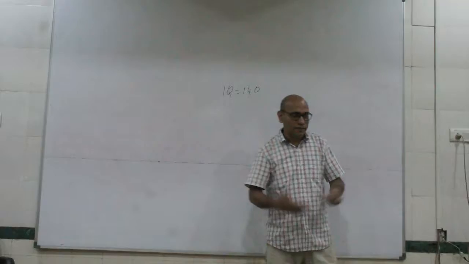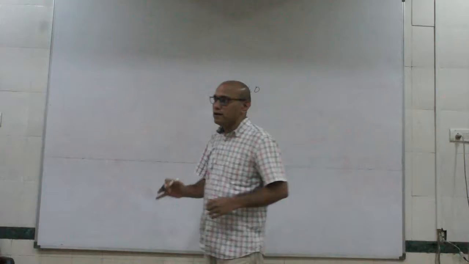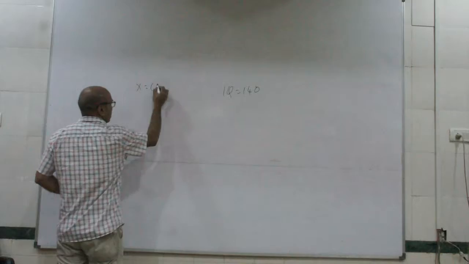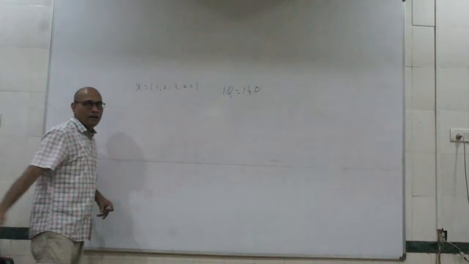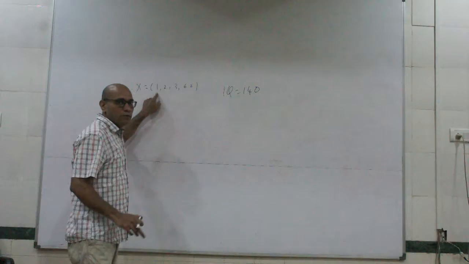Now, jointly distributed random variables. So far, when I was writing x, I used to write, say, 1, 2, 3 or 6.2. These are the values of x I used to write. It's a single value of x. So participant 1 has a value 1, participant 2 has a value 2, participant 4 has a value 6.2, kind of, right?